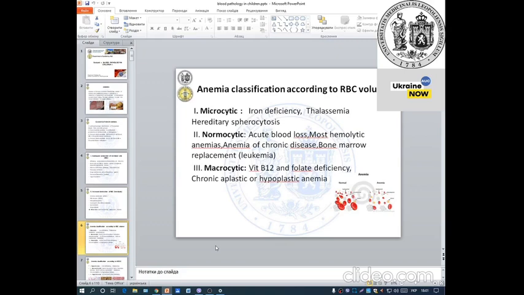Another type of classification due to the red blood cells volume includes microcytic anemias due to iron deficiency or hereditary spherocytosis, normocytic anemias due to acute blood loss, most hemolytic anemias, and macrocytic anemias due to vitamin B12 or folate deficiency.